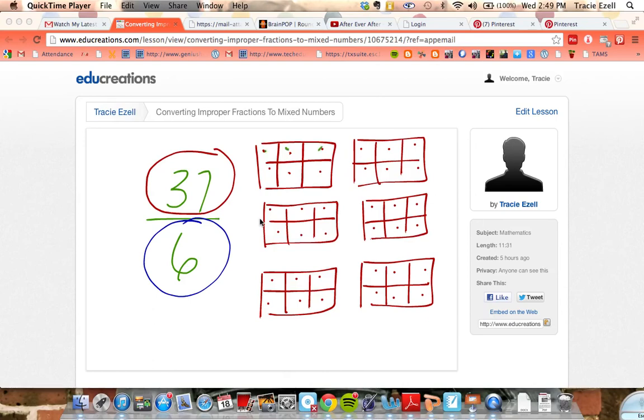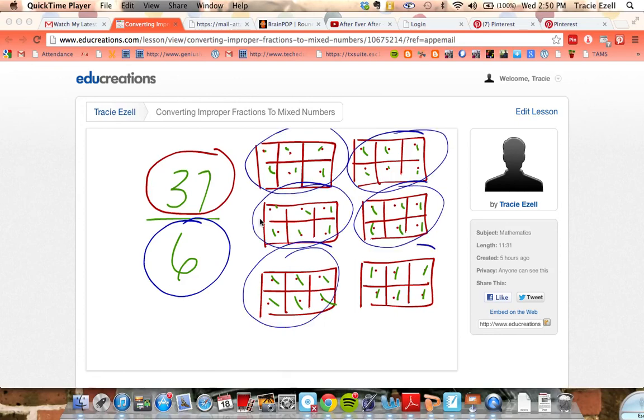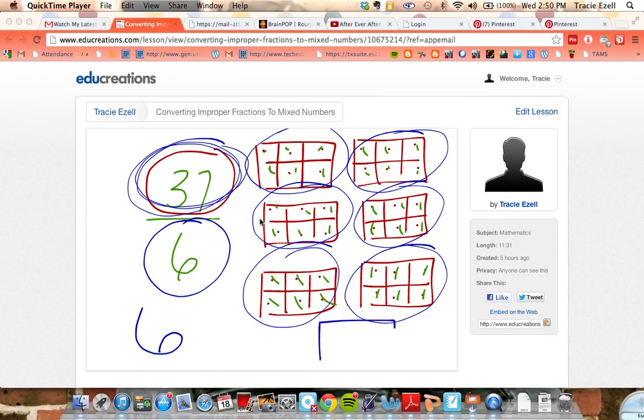1, 2, 3, up to 12, then 13 through 32, 33, 34, 35, 36. How many wholes did I use? I had to use 1, 2, 3, 4, 5, 6 whole boxes. And that's 36 pieces. But I have how many pieces? 37 pieces. So I have to draw another shape.